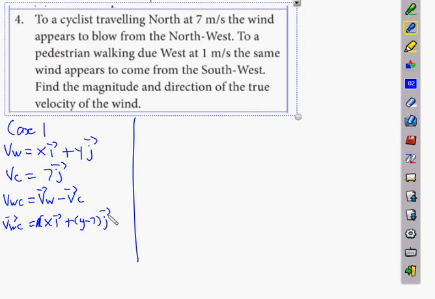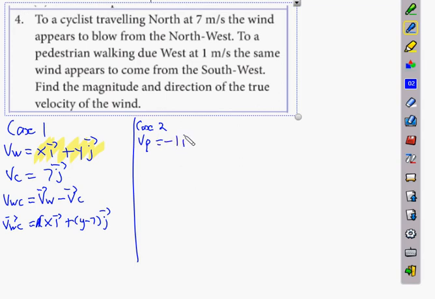Okay, case 2. Once again, I'm just picking up marks at the moment. In case 2, the velocity of the wind stays the same: xi plus yj. Then the velocity of the pedestrian this time is going west at 1, so minus i.